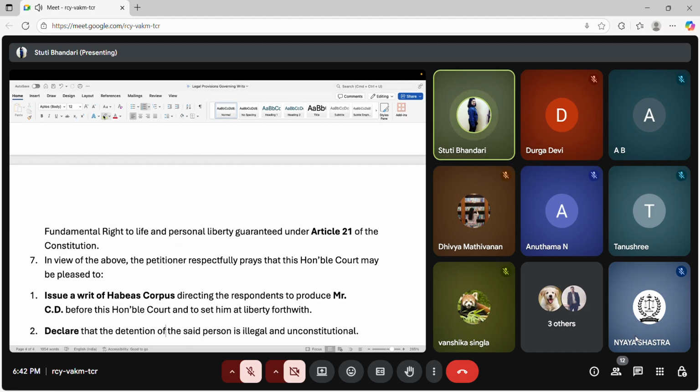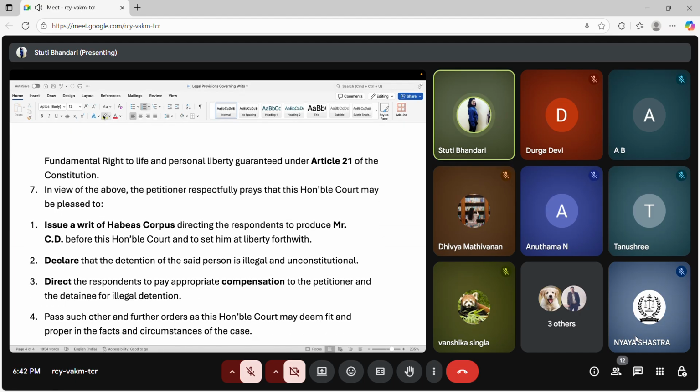In view of the above, the petitioner respectfully prays that this honorable court may be pleased, first, to issue a writ of habeas corpus directing the respondents to produce Mr. C.D. before this honorable court and to set him at liberty forthwith. Second, declare the detention of the said person as illegal and unconstitutional. Third, direct the respondents to pay appropriate compensation to the petitioner and detainee for illegal detention. Who is the petitioner? Petitioner is the brother of the detainee. Detainee is the person who has been detained.